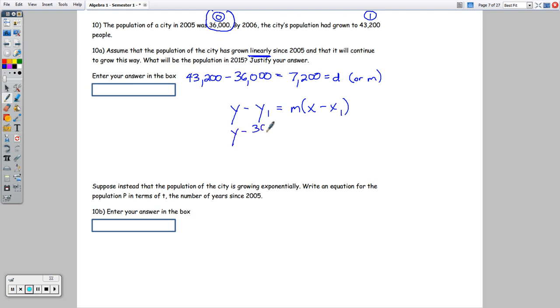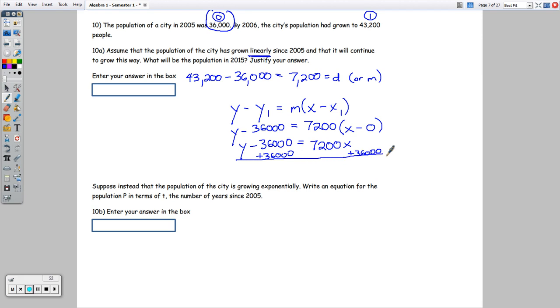So y minus 36,000 equals 7,200. We're increasing by that amount each year. And then x minus 0. That's my x1 value right there. And so if I solve this for y, I would distribute the 7,200, but distributing to 0, it's still going to be 0, so this would just be 7,200x. I can add 36,000 to both sides, and that would be a good equation for me in slope-intercept format.